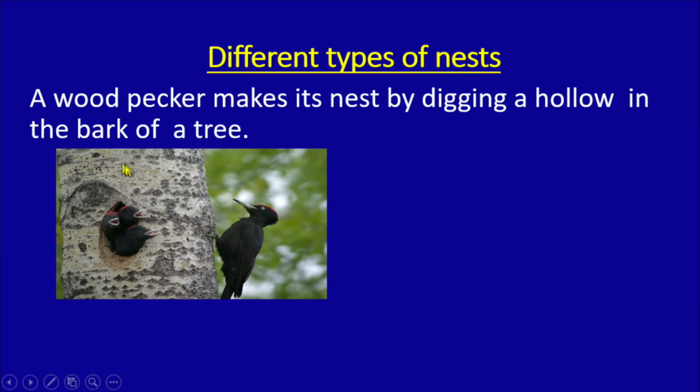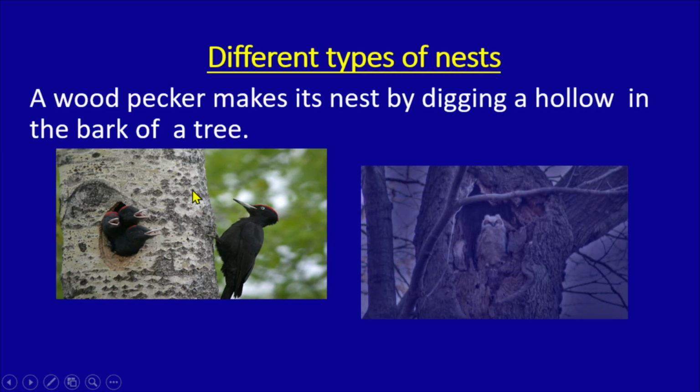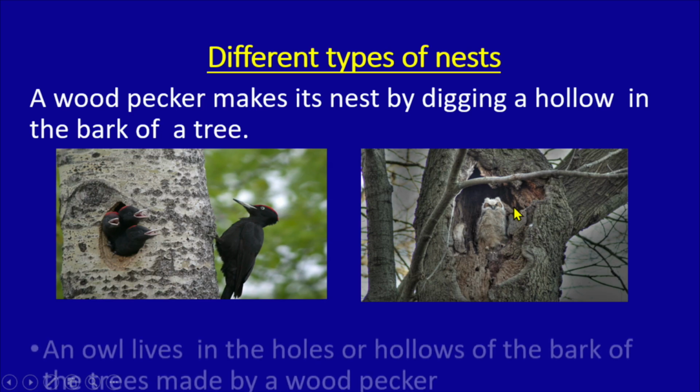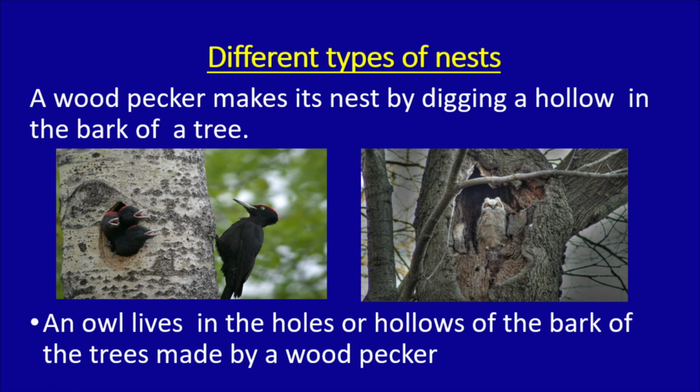In this picture, you can see a woodpecker and its nest. A woodpecker makes its nest by digging a hollow in the bark of a tree. In this picture, you can see an owl in the hollow of the bark of the tree. Generally, an owl lives in the holes or hollows of the bark of the trees made by a woodpecker. Let us go to another picture.